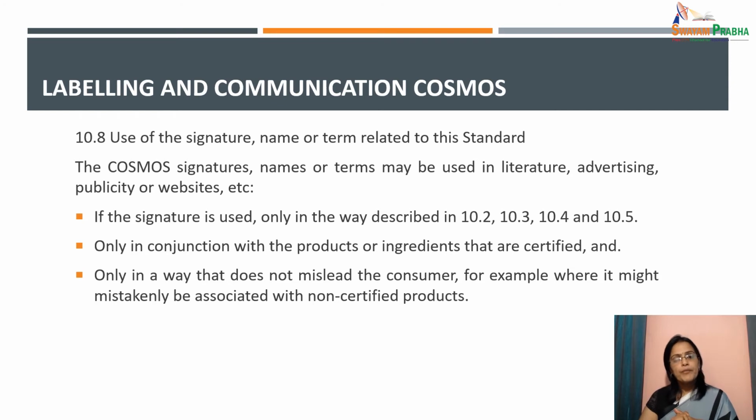Next is use of signature, name or term related to this standard. Now the Cosmos signature, name, term may be used in literature, advertising, publicity or website. It can be used only if certain conditions are met. Now what are the conditions? If the signature is used only in the way described in 10.2, 10.3, 10.4 and 10.5, only in conjunction with the product or ingredients that are certified, and only in a way that does not mislead the consumer. For example, where it might mistakenly be associated with non-certified products.